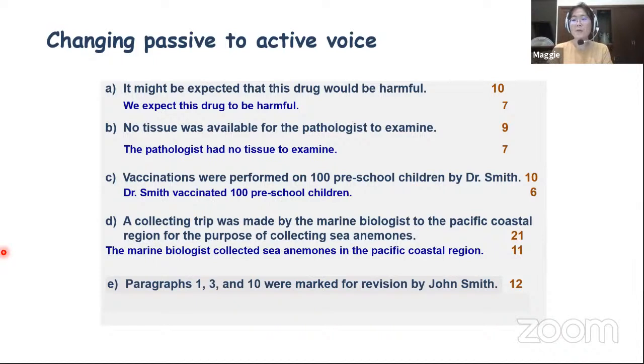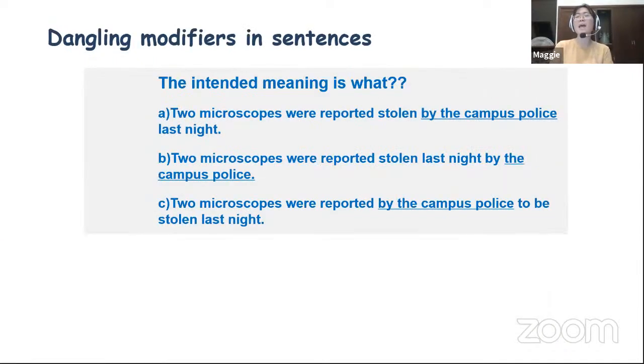The last one: paragraphs 1, 3, and 10 were marked for revision by John Smith. Then we can change it to: John Smith marked paragraphs 1, 3, and 10 for revision. So when you do this exercise, you can find that changing the passive to the active voice makes the sentence shorter and also easier for readers to understand. So during your writing, if you can use the active voice, try to use the active voice instead of the passive voice. Okay, the next common mistake is dangling modifiers in sentences.